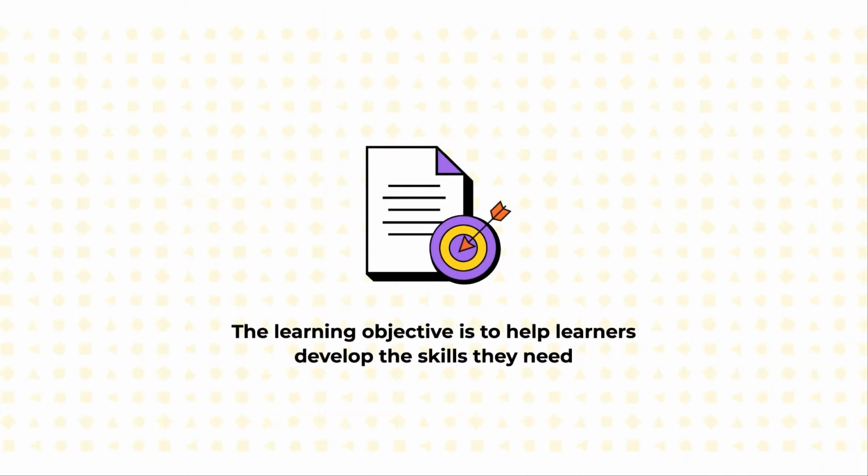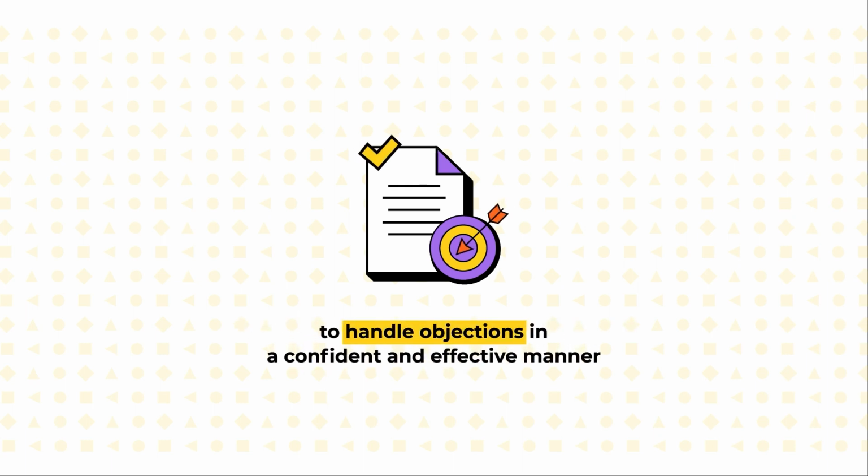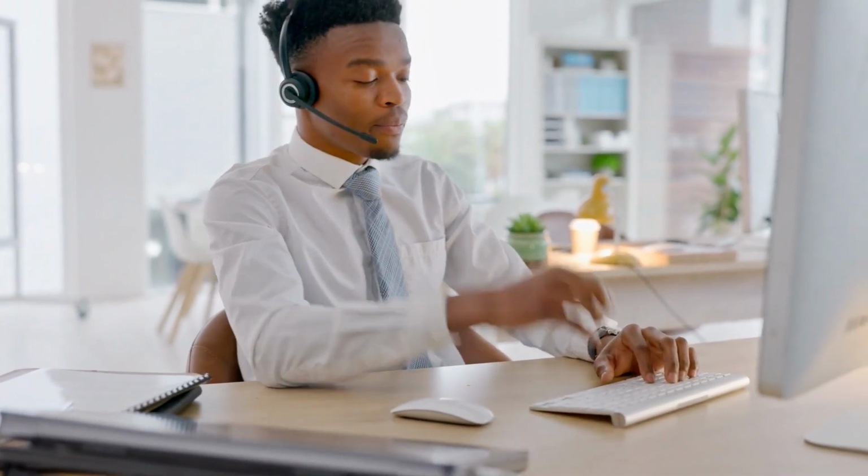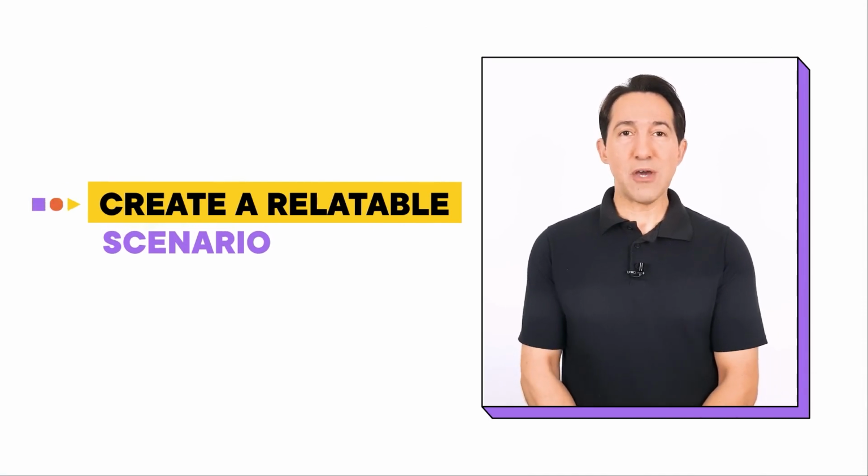For example, imagine you're creating a scenario-based microlearning example to help new sales reps learn how to handle objections from customers. The learning objective is to help learners develop the skills they need to handle objections in a confident and effective manner. The problem or challenge is that many new sales reps struggle with objections and may lose sales as a result.